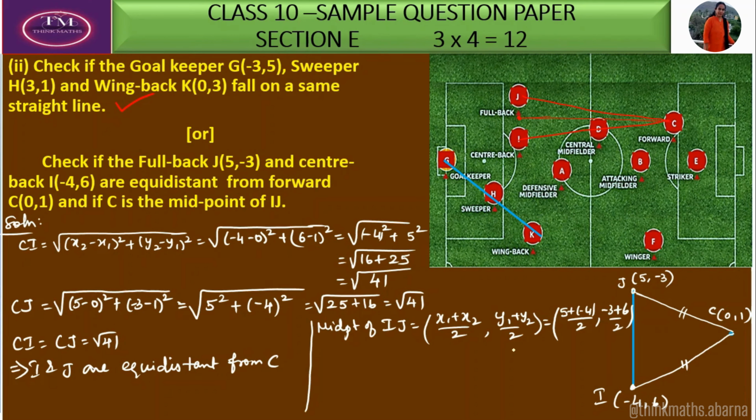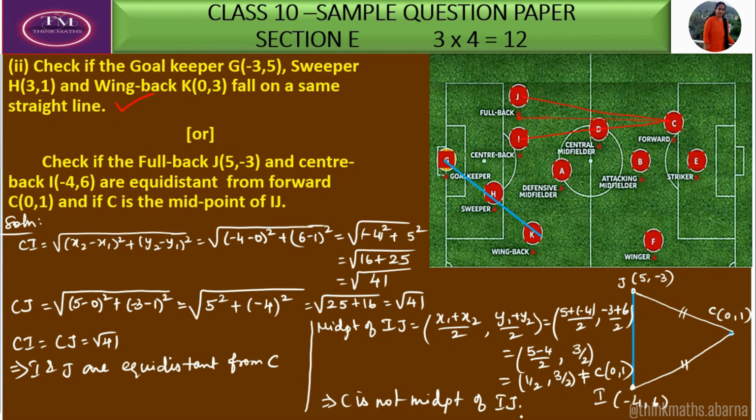divided by 2, which is equal to (5 minus 4) by 2 comma (-3 plus 6). The negative sign is for the smaller number, so if we subtract, we will get positive. 6 minus 3 is 3, so 3 by 2. And 5 minus 4 is 1, so 1 by 2 comma 3 by 2. But this is not equal to C of (0, 1). So that means the midpoint of IJ is not equal to C. So C is not the midpoint of IJ.